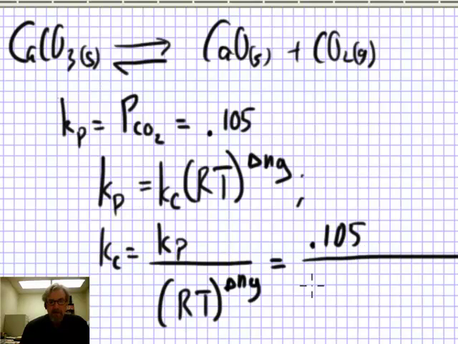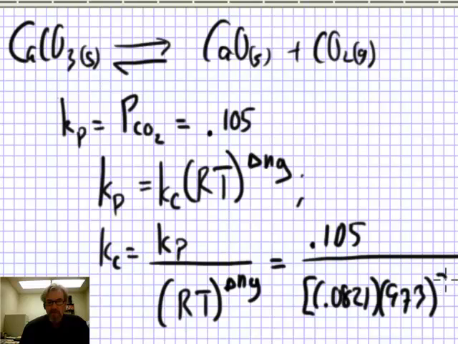R, well, the R that we're going to use here is the 0.0821 liter atmospheres per mole Kelvin, R. And I'm not going to put units on it because it's going to be unitless in the end anyway. However, that is in terms of absolute temperature, and so instead of 700 Celsius, I'm going to put 973 kelvins in here. And then this is supposed to be raised to the change in number of moles of gas.